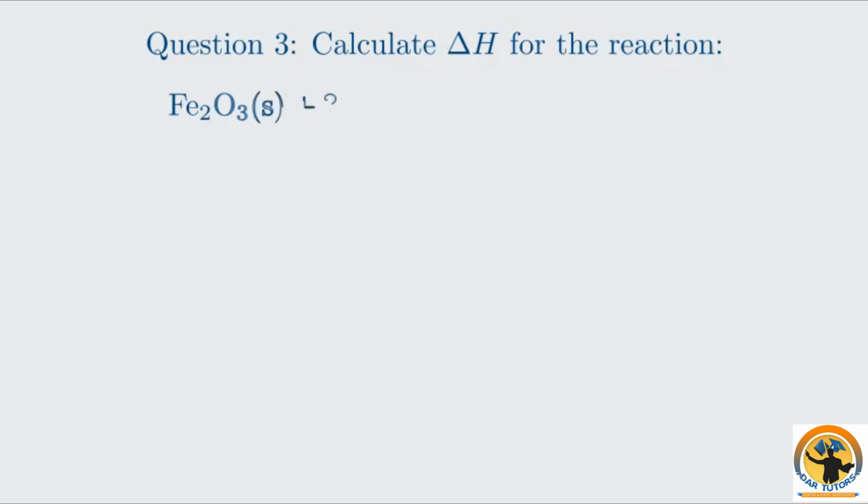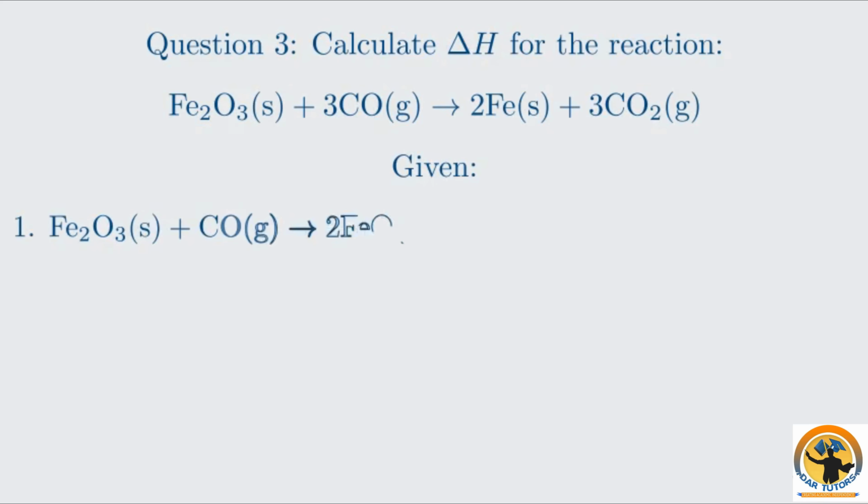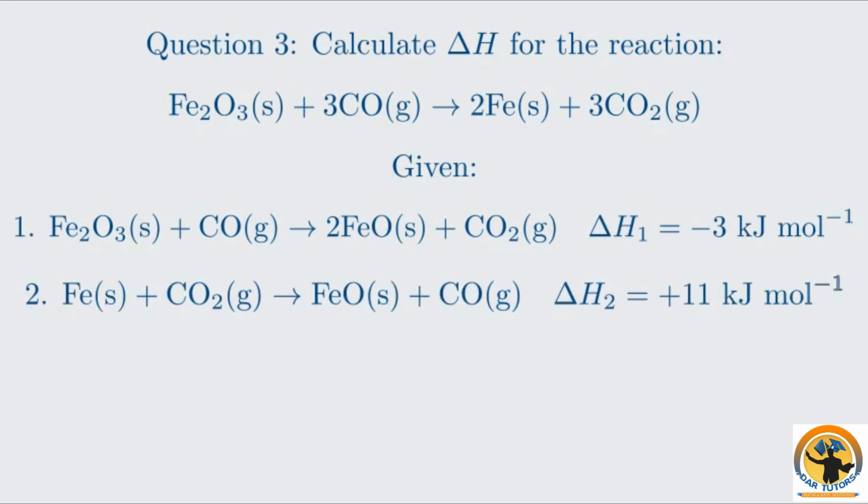Question 3 involves the reduction of iron ore. Calculate the standard enthalpy change for the reduction of iron 3 oxide to iron using carbon monoxide. Again, our strategy is to manipulate the given reactions to match the target.